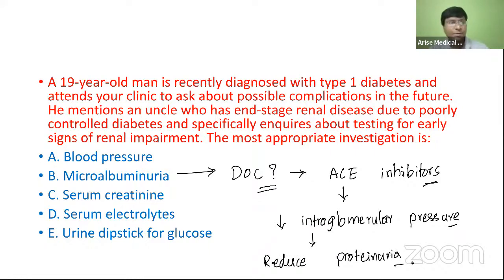Right, that will reduce the proteinuria. So this completes the discussion of a question related to your proteinuria. And in diabetes mellitus, what will be the early change? That will be in the form of microalbuminuria. So diabetic nephropathy is one of the microvascular complications in diabetes mellitus. Now, we will see the next question.